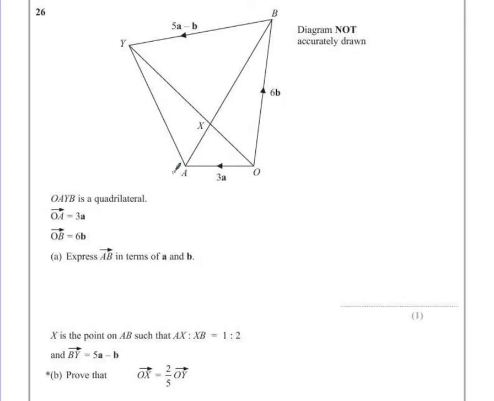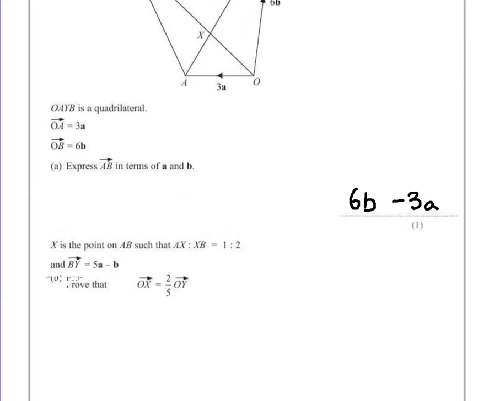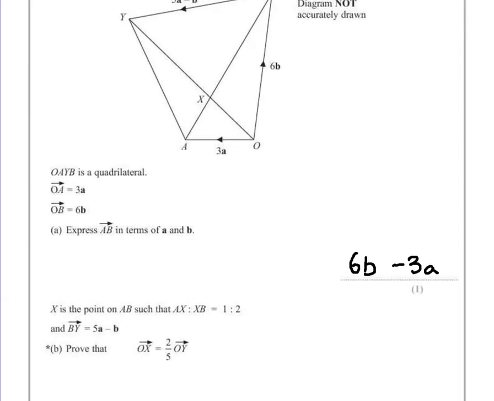So by going a vector of negative 3A, I'm going to end up back at point O. So at point O, I can now follow this 6B vector to take me straight up to B. So my vector from A to B is 6B take away 3A. You could have also done that the opposite way round, negative 3A add 6B.